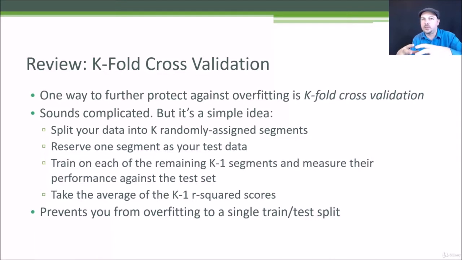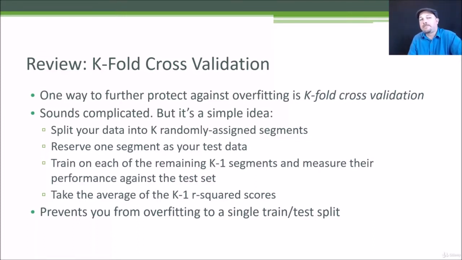And we average those resulting error metrics, those r-squared values, together to get a final error metric from k-fold cross-validation. And that's all it is. It is a more robust way of doing train/test, and that's one way of doing it.